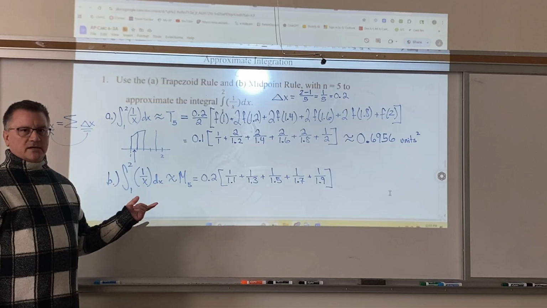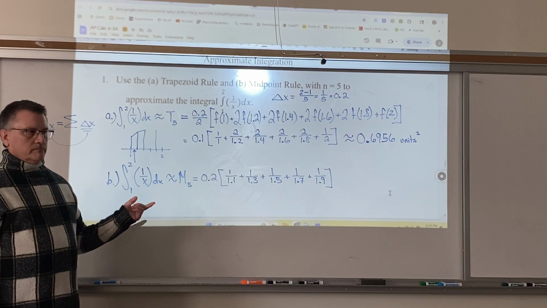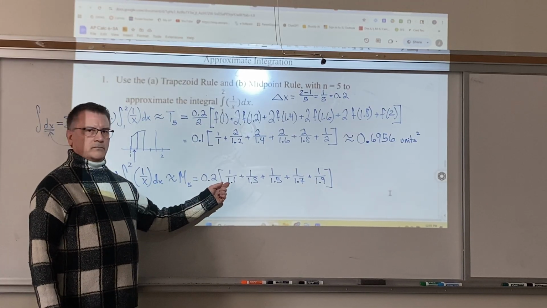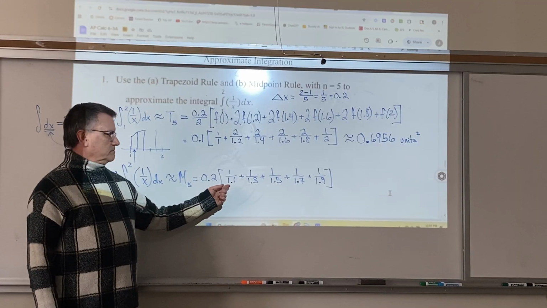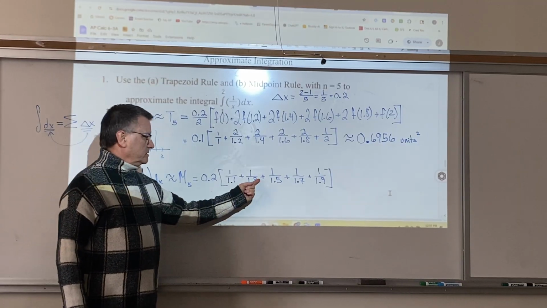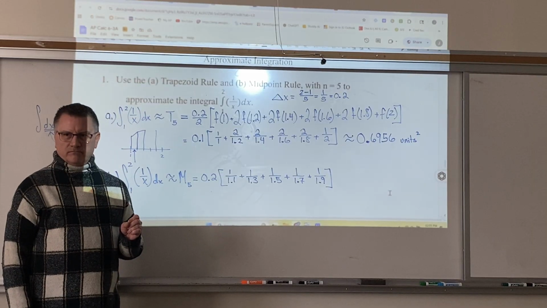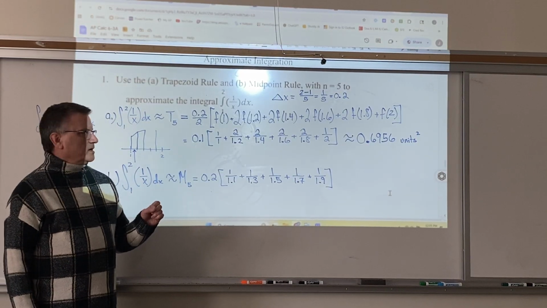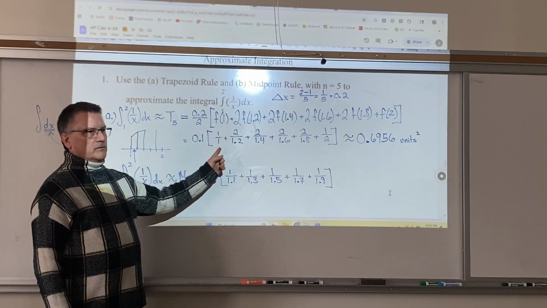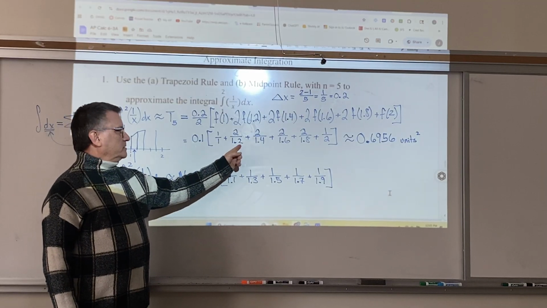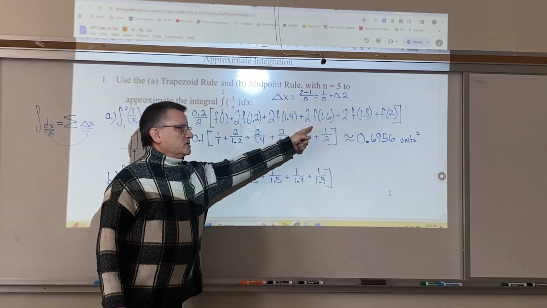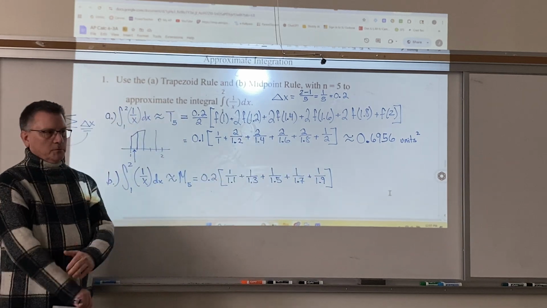Notice when I'm using rectangles, the pieces in here are exactly the number of rectangles. I'm using 5 rectangles, 1, 2, 3, 4, 5. But when I'm using trapezoid, and in a minute when I'm using the parabolas, there's always one more. 1, 2, 3, 4, 5, one more, 6. There's always going to be one more.